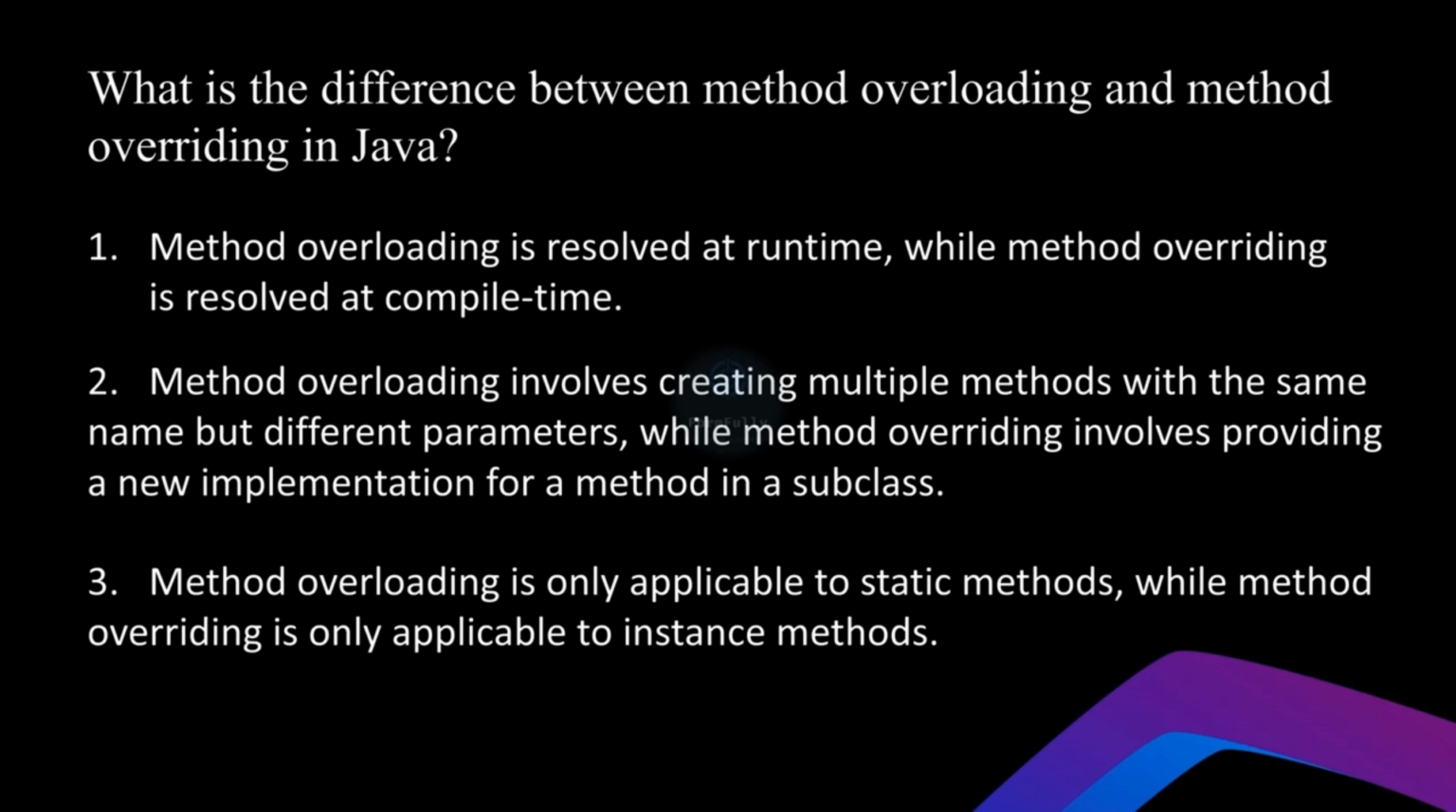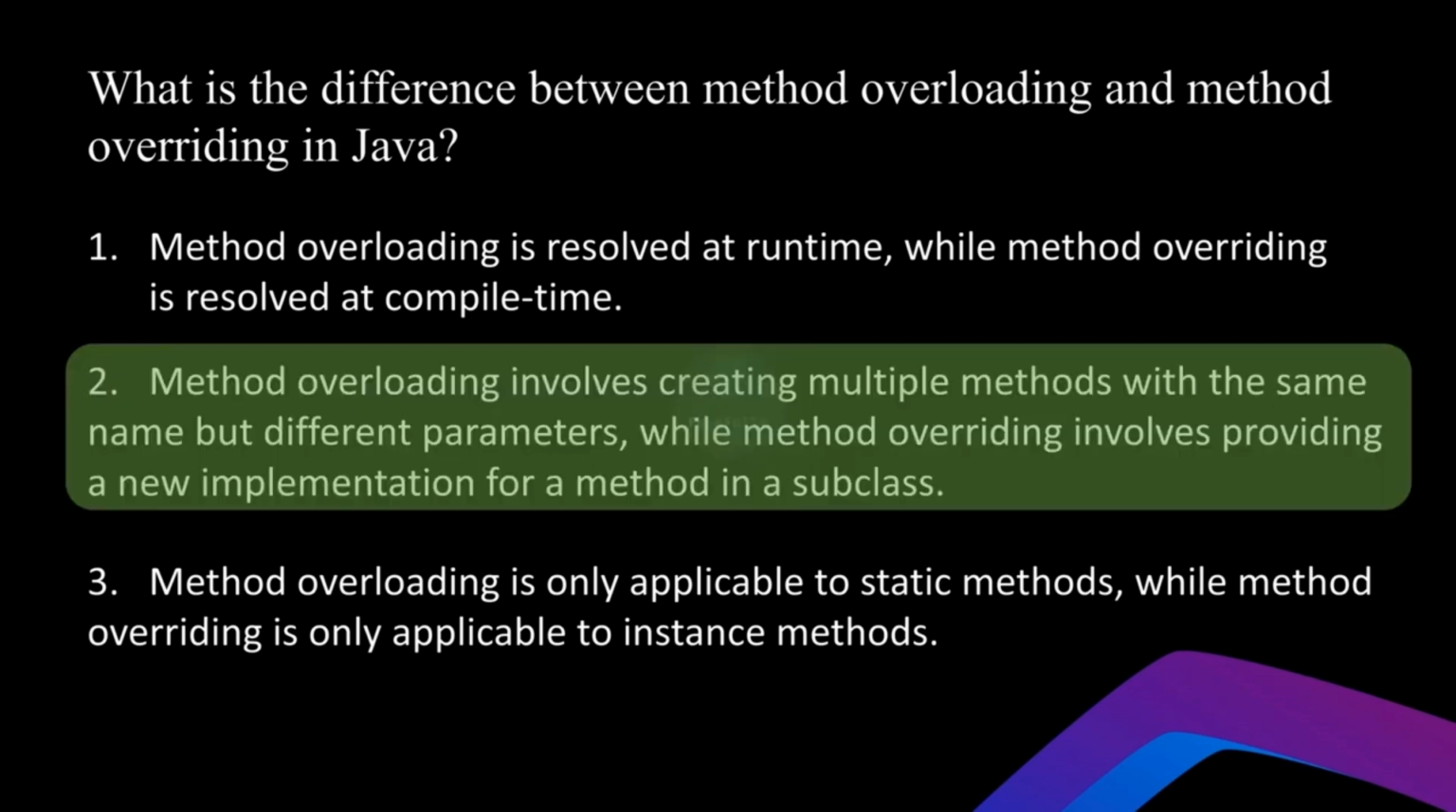Method overloading is a technique where methods in the same class have the same name but different parameters, and method overriding occurs when a subclass provides its own implementation for a method that is already defined in its superclass. So option 2 is correct. Option 1 is incorrect because the statement is incorrect. Method overloading is resolved at compile time, while method overriding is resolved at runtime. Option 3 is incorrect because the statement is incorrect. Both method overloading and method overriding can apply to both static and instance methods.